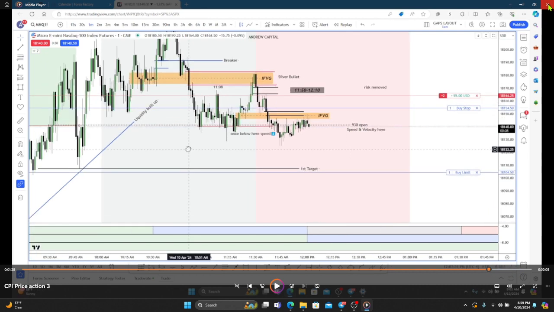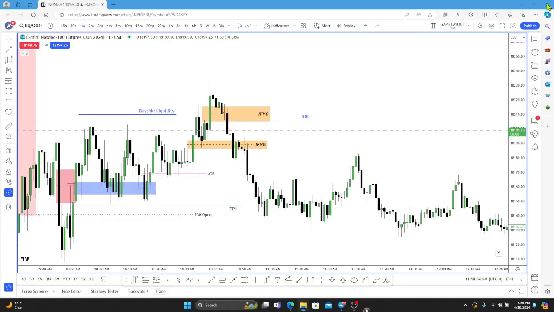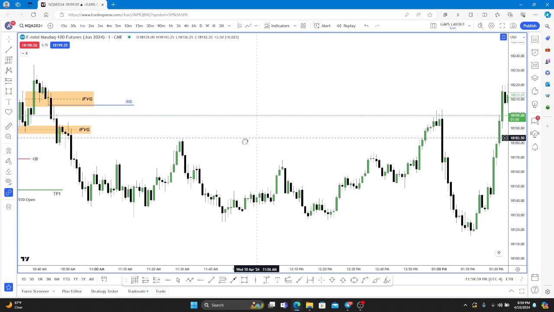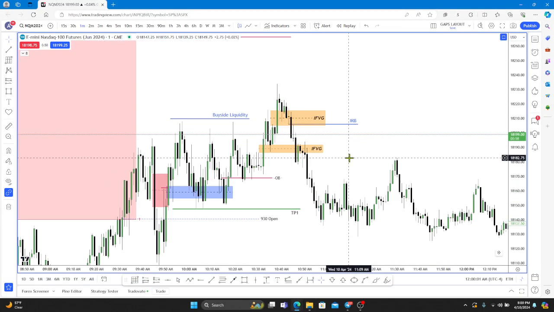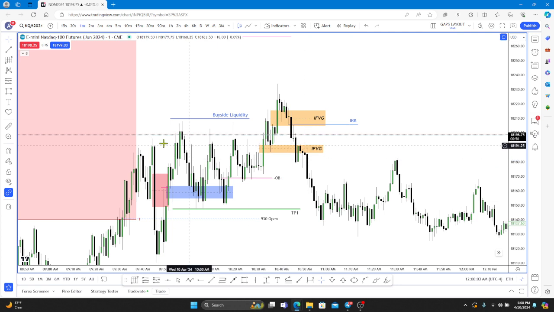Okay. So there's another trade I took in the afternoon. I took some buys, but that one was for the Discord. So they got that breakdown in there.